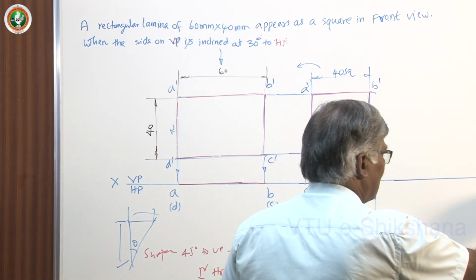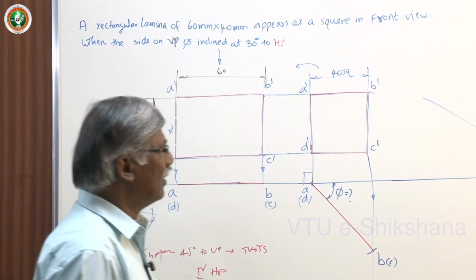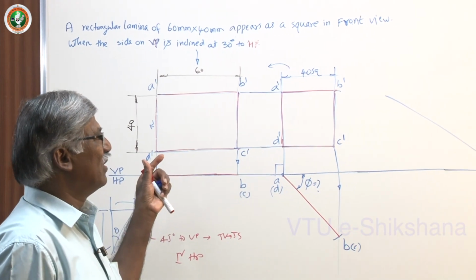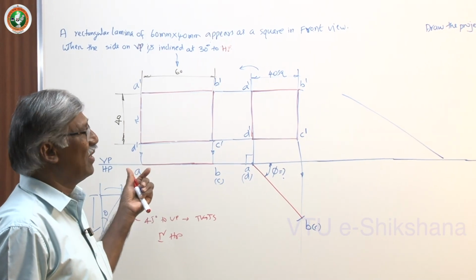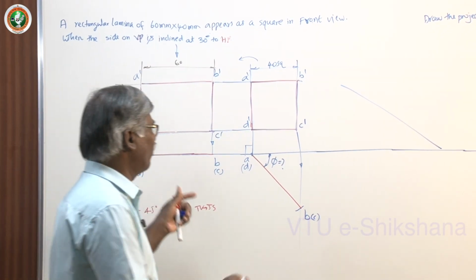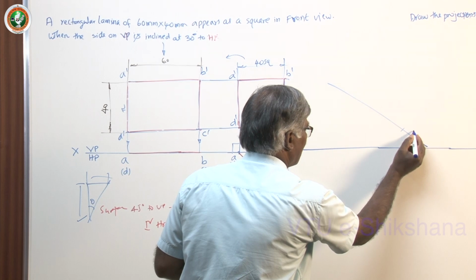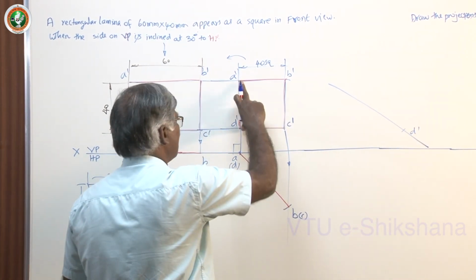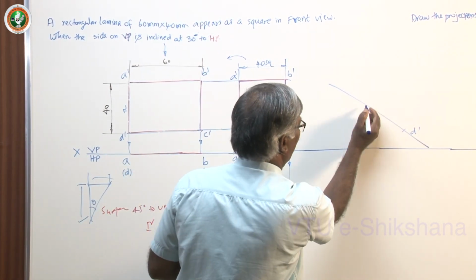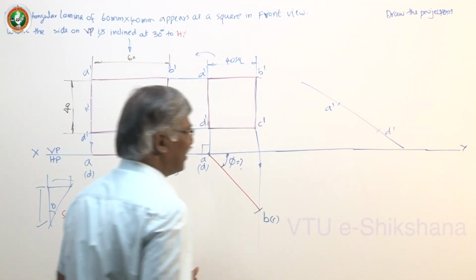Now let the line lead to the right and left upwards, so that you can mark D dash and A dash. Take this distance 40, because it is exactly a square. Mark A dash, D dash.